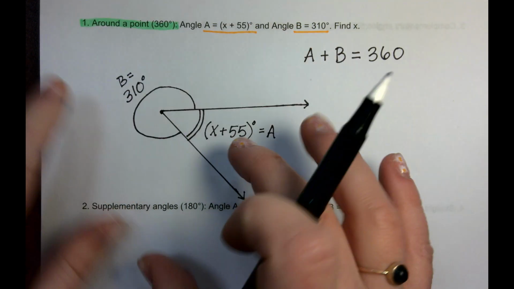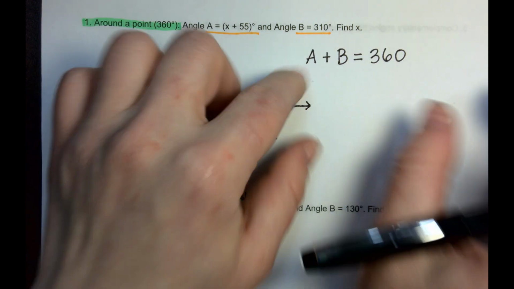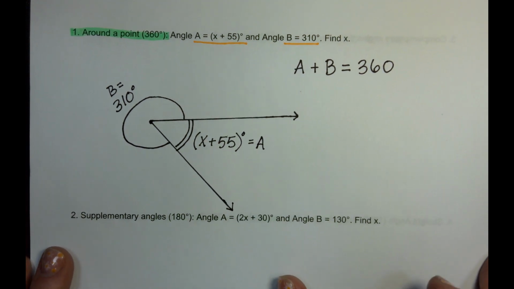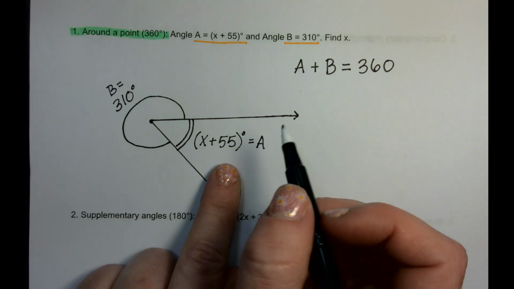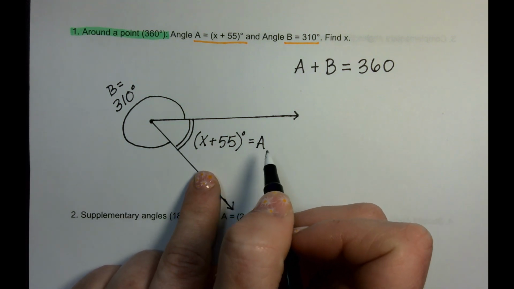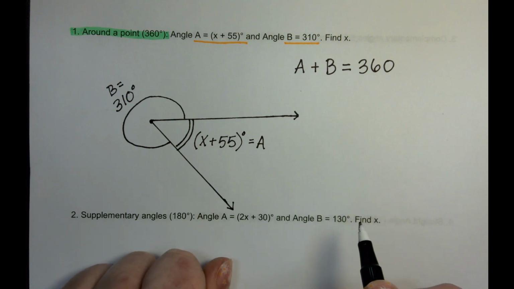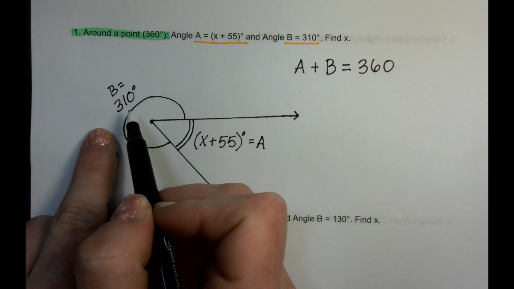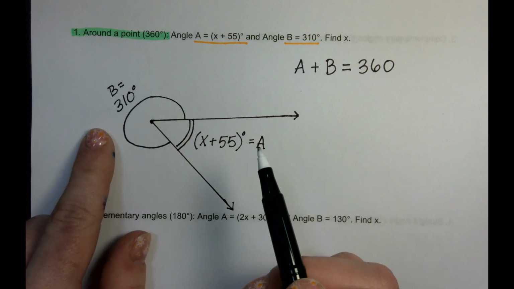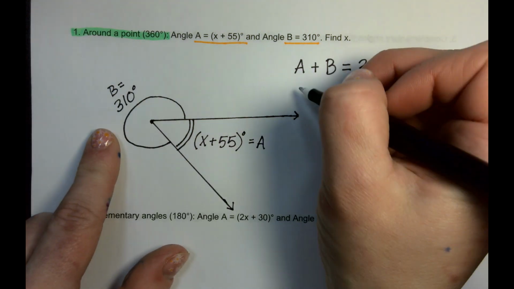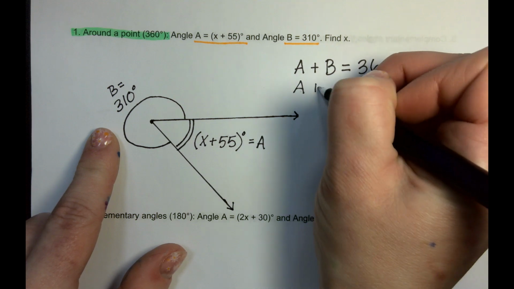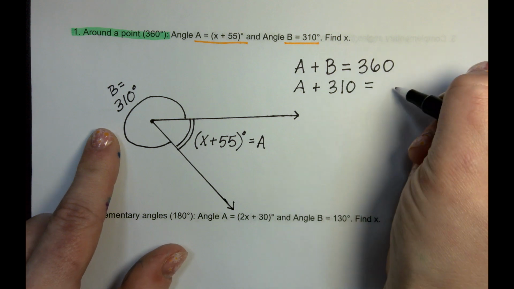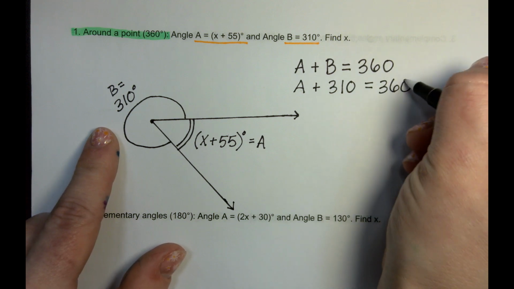Okay, let's go ahead and take these and plug them in. I think it will make more sense once we start replacing the A and the B. How about we start by solving for angle A? How about we don't solve for X yet? So let's not replace A. Let's replace B. I know what angle B's measure is. It's 310 degrees. So A plus 310 equals 360.